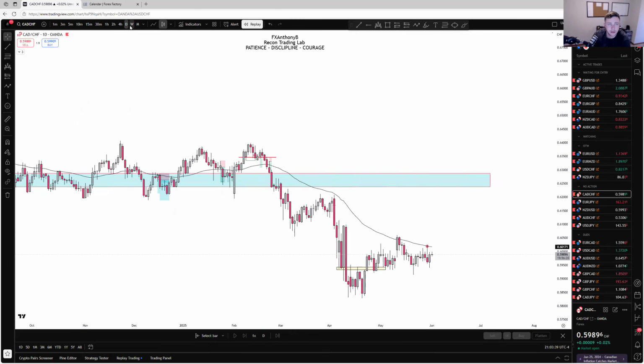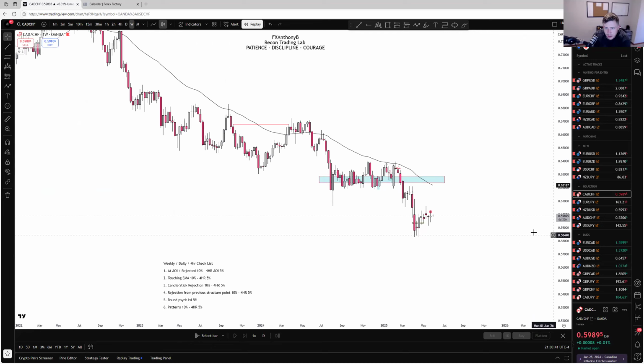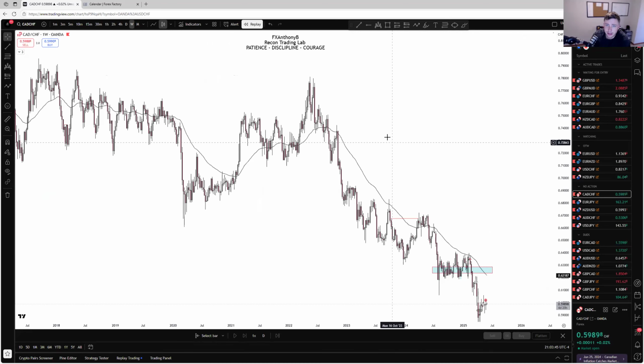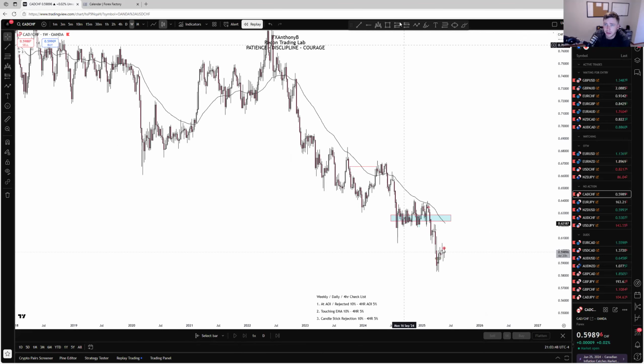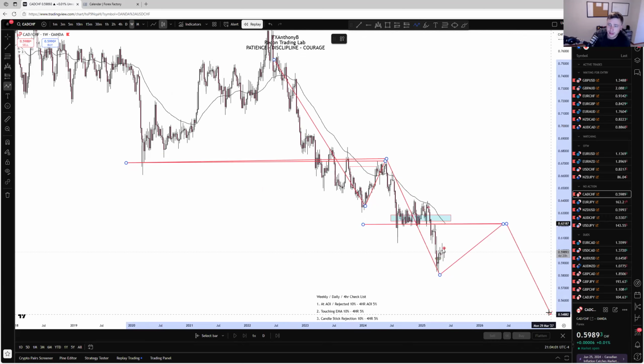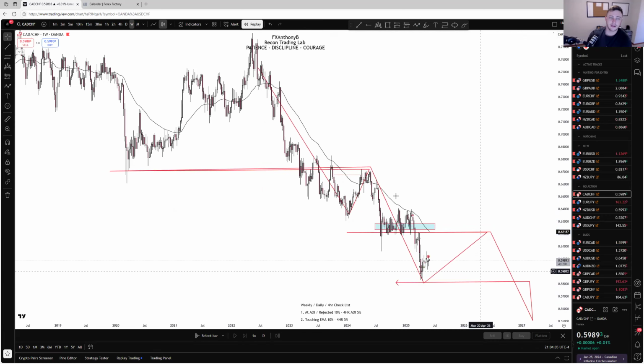CAD CHF. Look at this. Another prime, and I guess it never retested all the way up here, but another prime example. Price sold, came back, gave a retest, almost all these right here. Now price is selling again. There's a chance that price is going to come back, retest right here, and then price is going to sell again, and then the same thing, it's going to retest right here. You know what I mean?